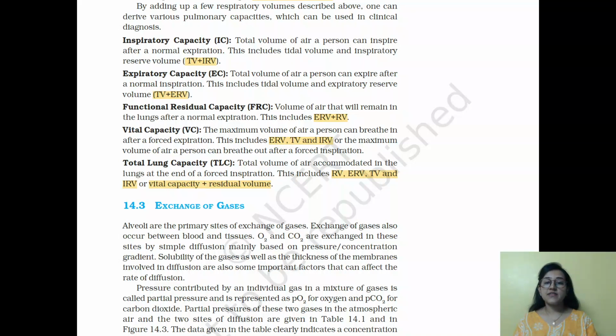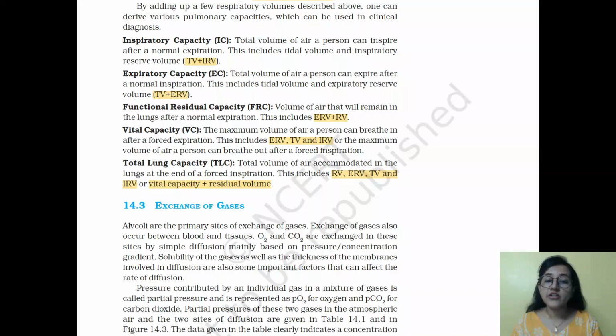Now let's explain this. After normal inspiration, what we can expire is the tidal volume that we had taken in a normal inspiration, plus the expiratory reserve volume which we can expel through forcible expiration. So the expiratory capacity is tidal volume plus expiratory reserve volume, that is after forcible expiration.